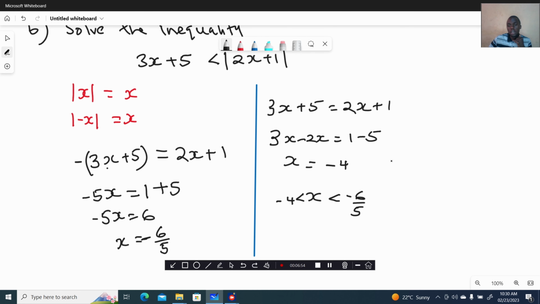So you'll get the value of x that is greater than negative 4, but strictly less than negative 6 over 5. But we have to use our sketch to identify what's the solution that we should rely on in this case. So I will carry that solution here for the sketch.